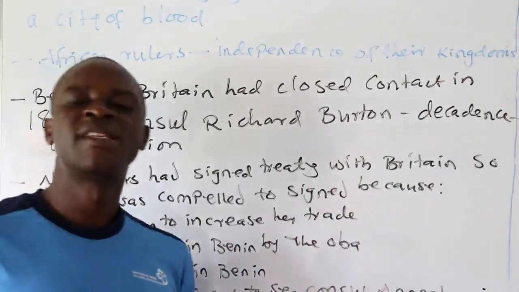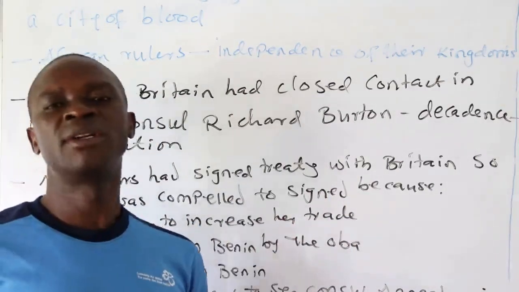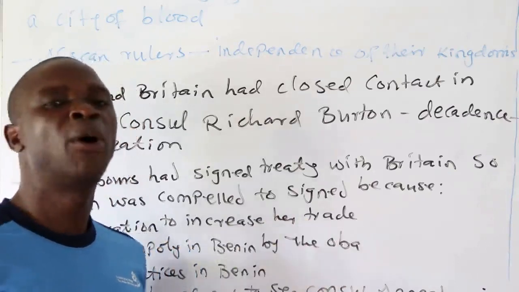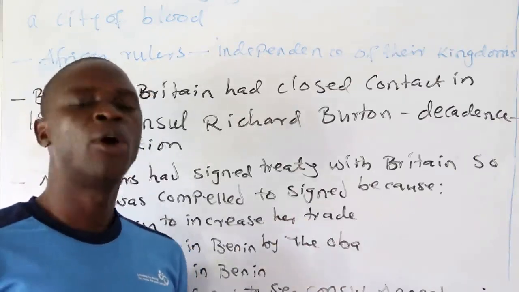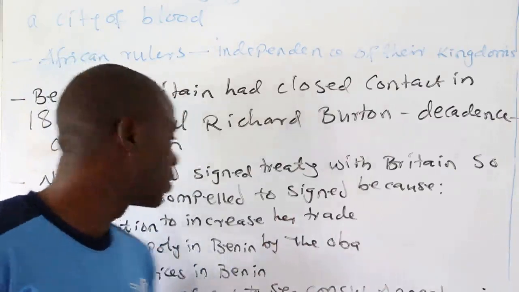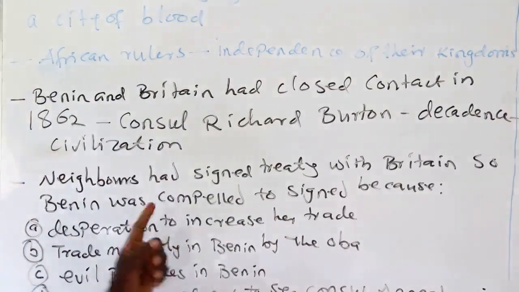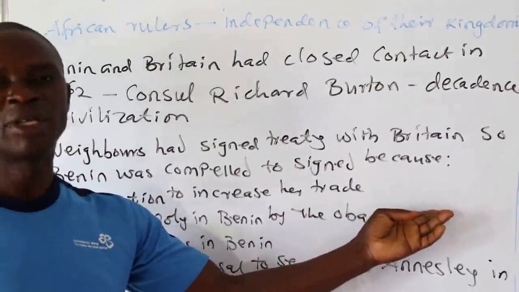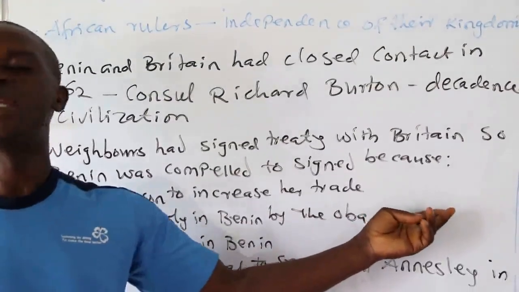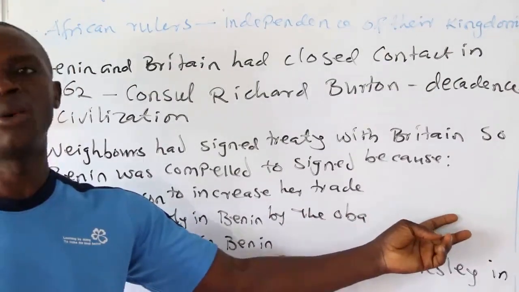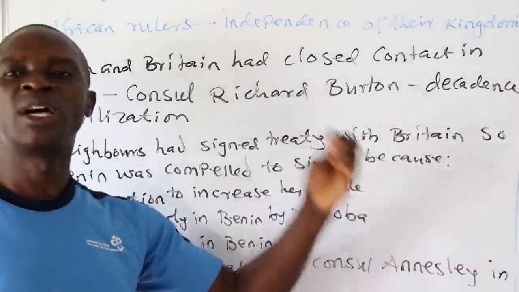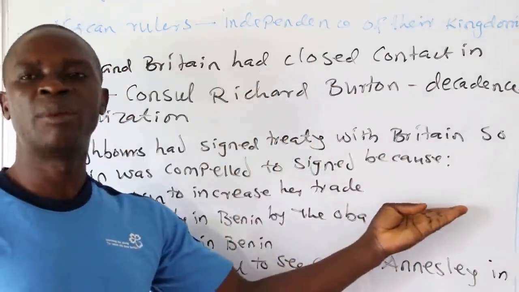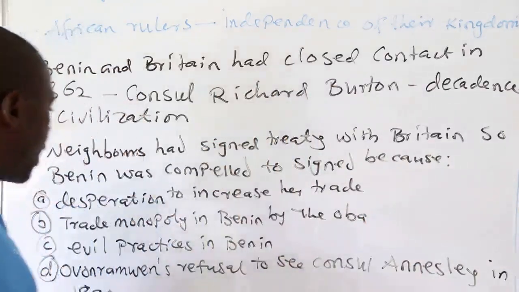Now, Benin was left with no option, as I earlier mentioned, than to sign that particular treaty. The following reasons accounted for why Benin had to sign it. Number one, Britain was desperate to increase her trade in that area, and there was no way Benin would stand in her way. She was so desperate, she was ready to use even force to establish that contact.